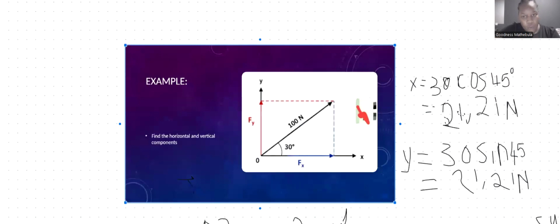When we talk about a vertical component, we are talking about our y-axis, and horizontal, we are talking about the x-axis. So here we have 100 Newton at 30 degrees, which is our angle. To calculate our horizontal component, which is the x-axis, we have to calculate it like this: X is equal to our force, which is 100.